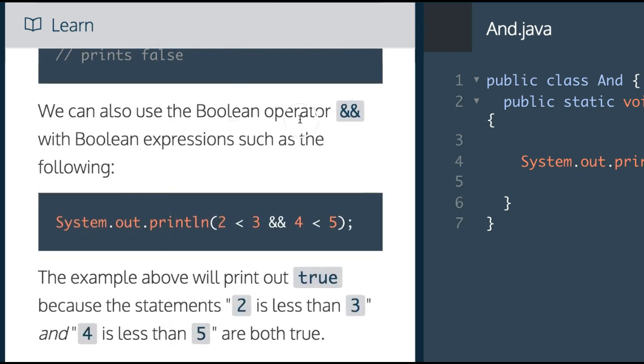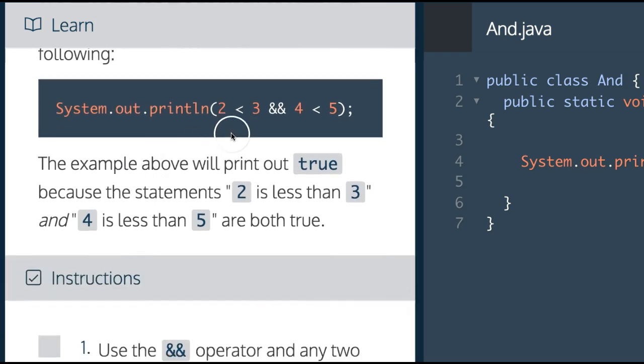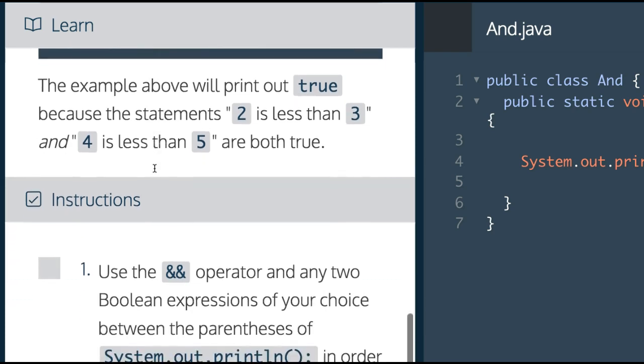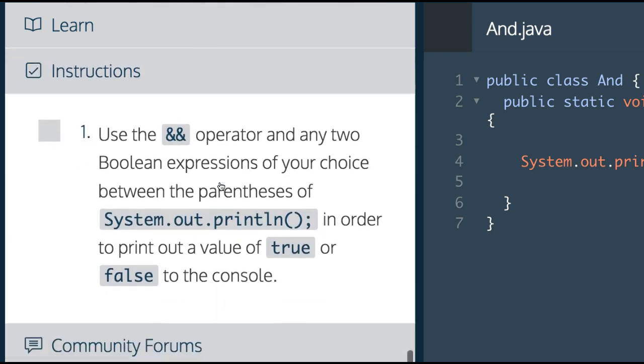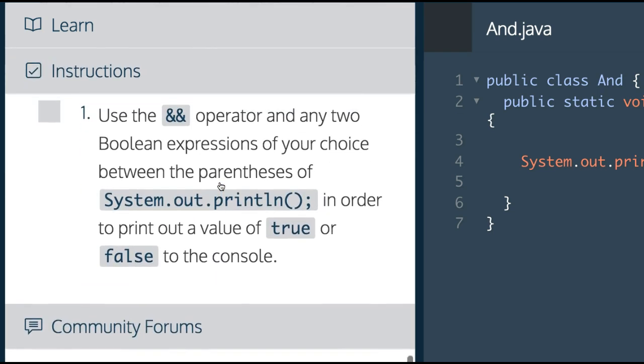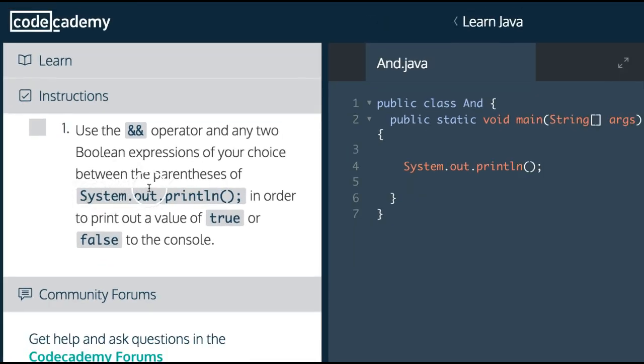We can also use the Boolean operator AND with Boolean expressions such as the following. It's going to print out, is 2 less than 3? It is. And is 4 less than 5? It is. So this would print out true, because 2 is less than 3 and 4 is less than 5. The example above will print out true because the statements 2 is less than 3 and 4 is less than 5 are both true.